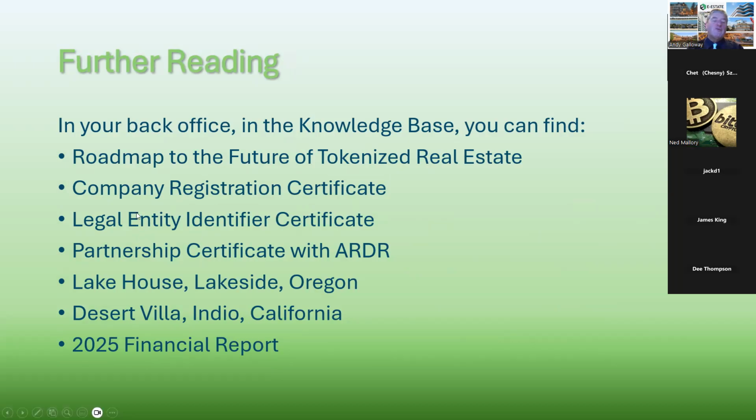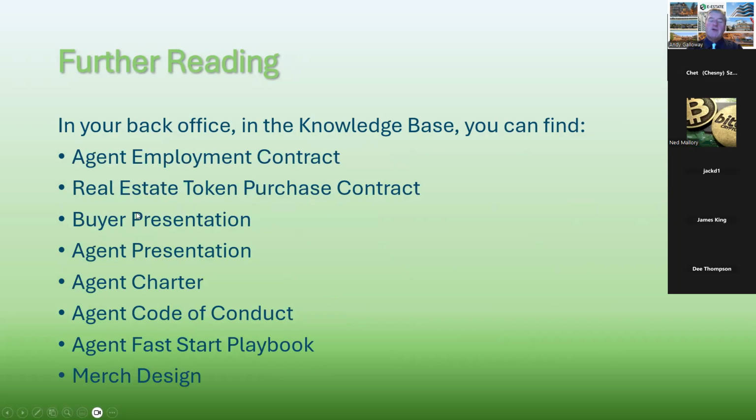There's also a copy of the 2025 financial report. I extracted a couple of bits for my slides earlier. There's an agent employment contract. It's not the one you'll sign, but it's an example that you can read before you ever go down that road. There's a real estate token purchase. It's not the one you'll get with every single property, but it's a version of it. So when you actually buy a property, people's names will be put in there. Your signature will be appended to the contract. The one in the back office is just one that you can read and understand.